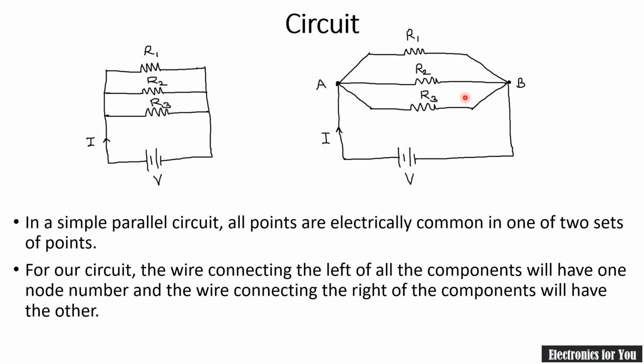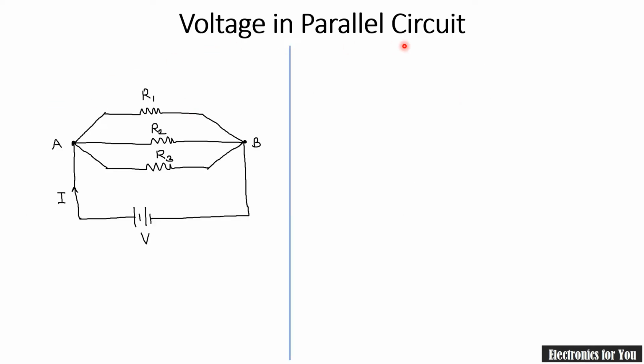Now let us talk about the different parameters such as current, voltage and resistances one by one, just like the series circuit. Now, voltage in parallel circuit. So this is our parallel circuit.